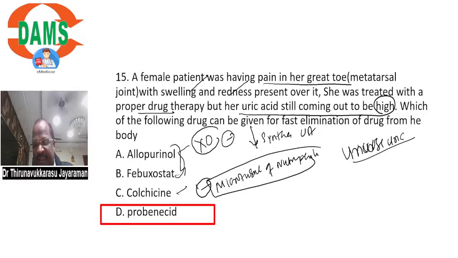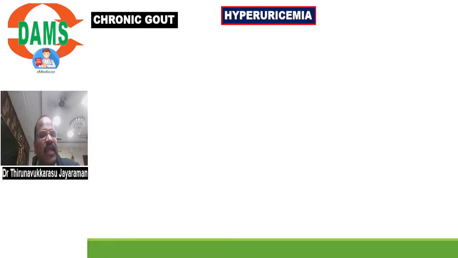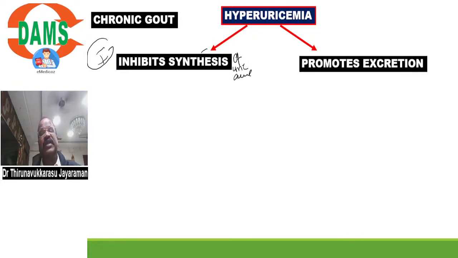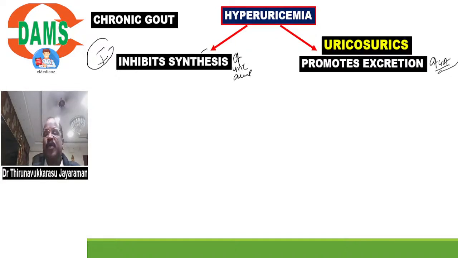And just for explanation, look here. In case of hyperuricemia, here they want a drug to promote uric acid excretion. But actually speaking, for treatment of hyperuricemia we have two options. One option is we can inhibit synthesis of uric acid, or we can promote excretion of uric acid. Those drugs promoting excretion of uric acid are called uricosuric agents. This is what your question is.